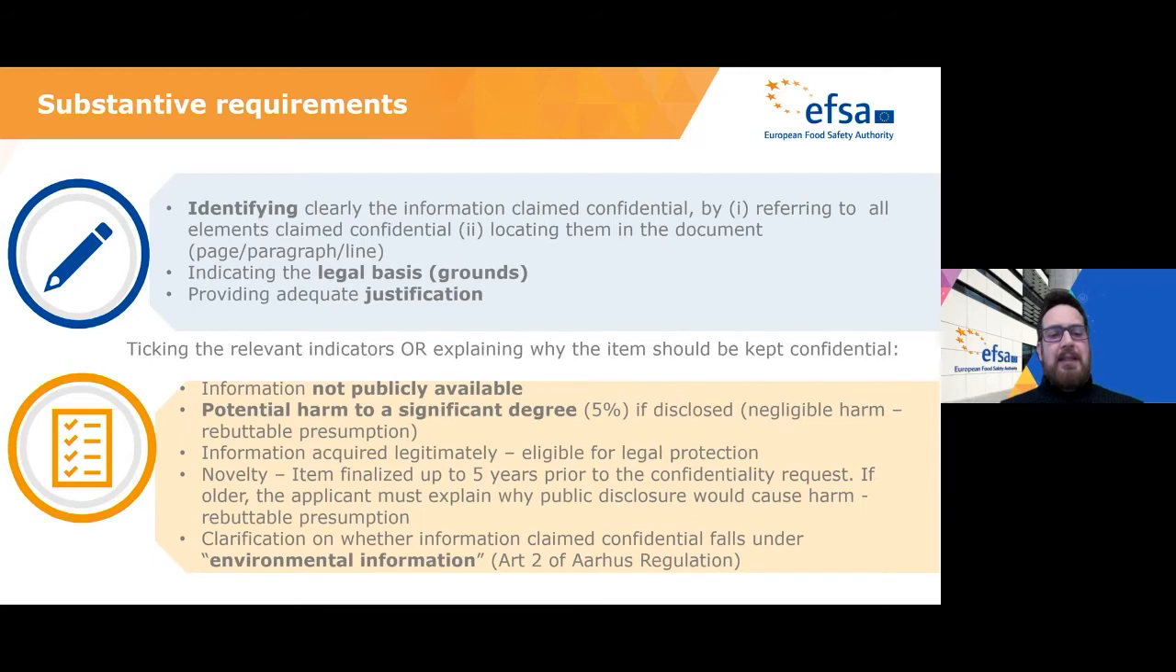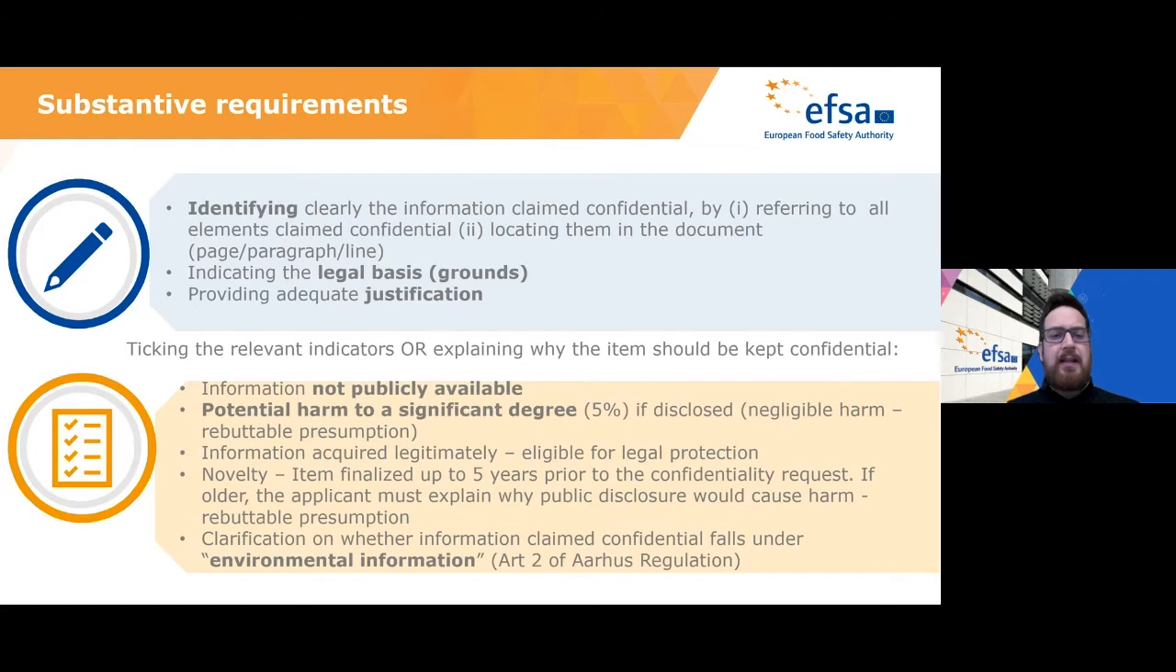Indicate the legal basis, which is the legal ground of each confidentiality request, ensuring that the information items claimed as confidential correspond indeed to the legal ground that is invoked. Provide also adequate justification explaining how and why the information items claimed as confidential fall under the legal ground invoked. When submitting the confidentiality requests, it is important that the applicant either ticks the relevant indicators or provides an explanation in their justification as to how the following preconditions are met.